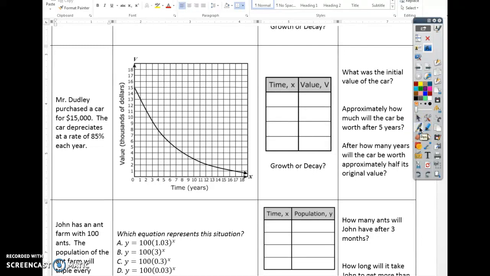Okay, so this one, they gave you the scenario and they also gave you the graph. Using the scenario, it says that Mr. Dudley purchased a car for $15,000. That's why it's starting at $15,000, and this is in thousands, okay? That's how much he started with. So that's y equals 15,000, right? Parentheses. 1 plus or minus. It says depreciates, so that's going to be a minus. It's going down, so we're going to subtract, right?